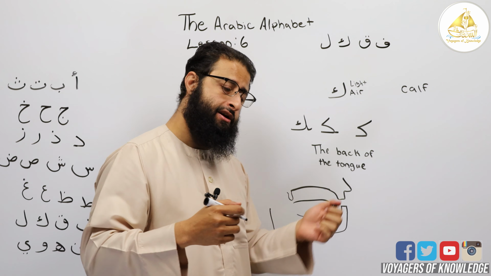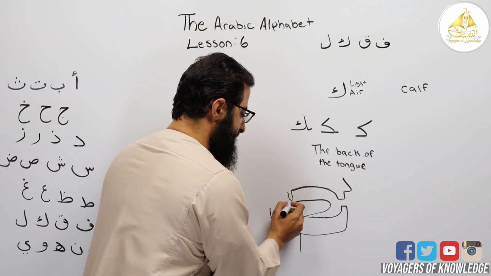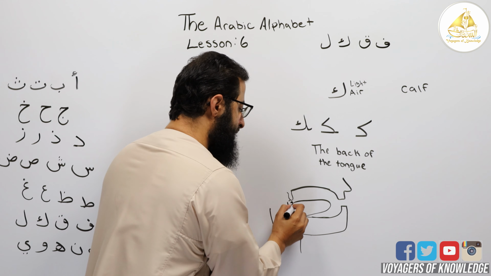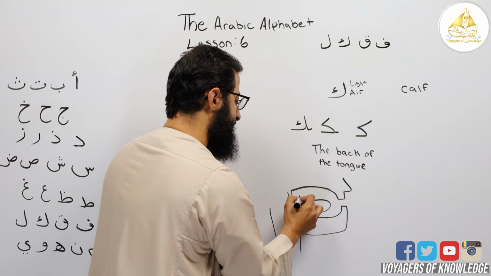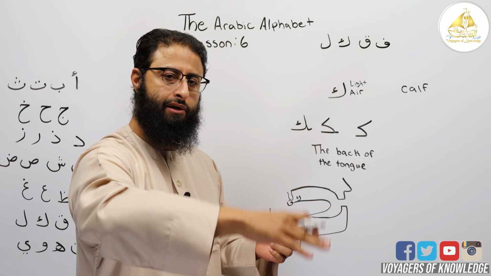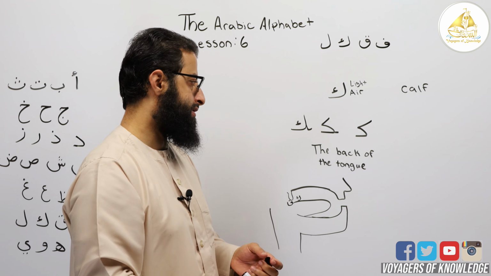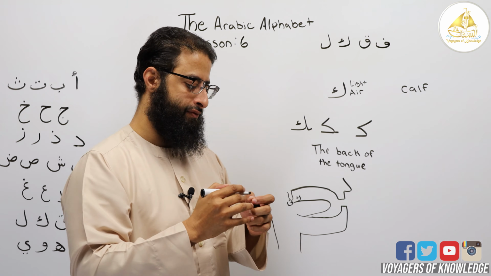The location of the letter is like this. Remember, we just learned that qaf is back here. Kaf is just slightly before it, a little bit before it. And because it's slightly before it, we can lower the back of our tongue to allow that distinct sound for the letter kaf.